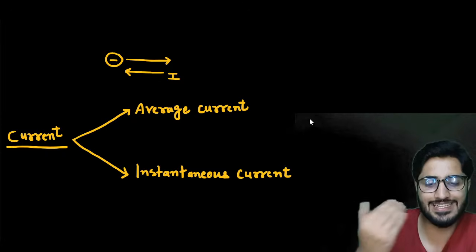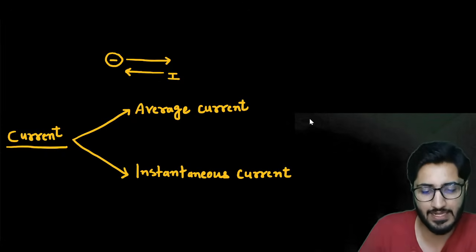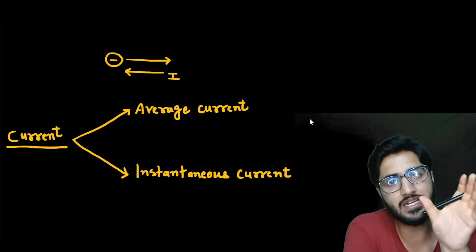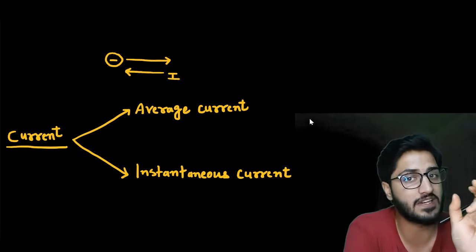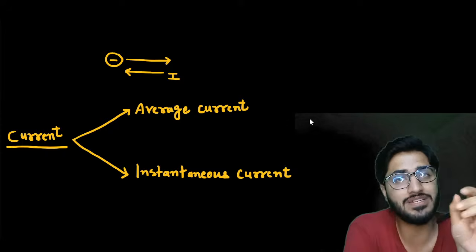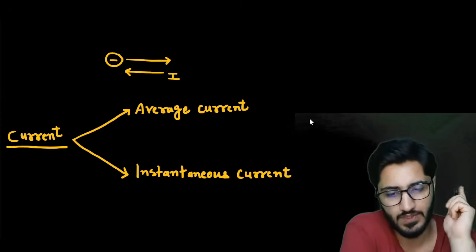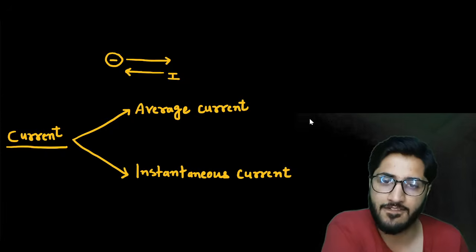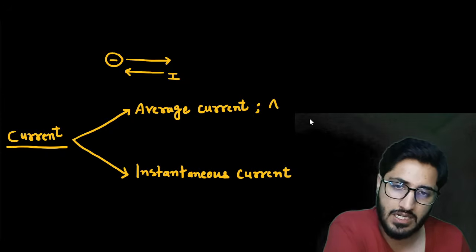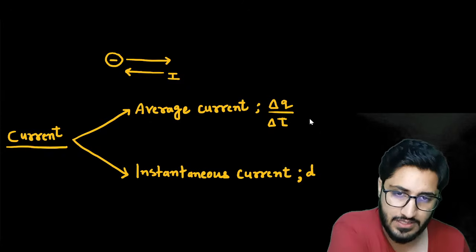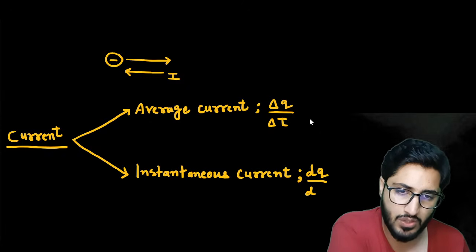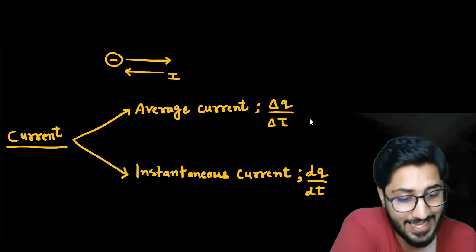You will get this done now. After that we will do some numerical analysis of it. Average means in a time interval, from 0 to 4 seconds, or 2 to 10 seconds. It is not at a specific time, but instantaneous means at a particular time. So I will write here, average current is delta Q by delta T. And instantaneous, I will write as dq by dt. These are the notations to represent average current and instantaneous current.